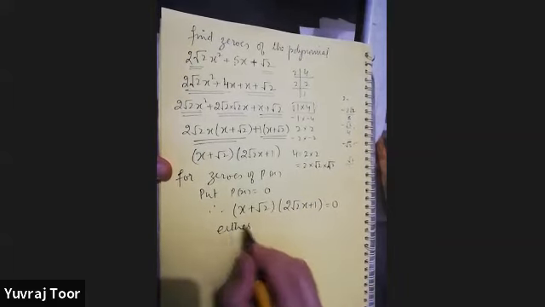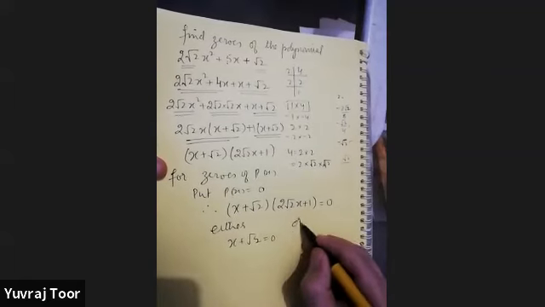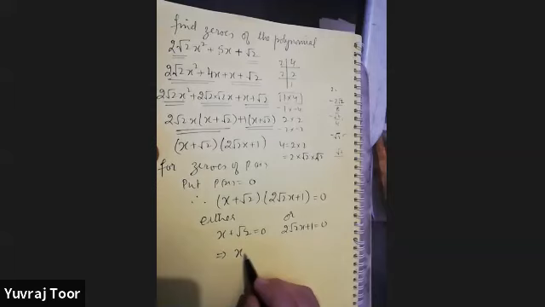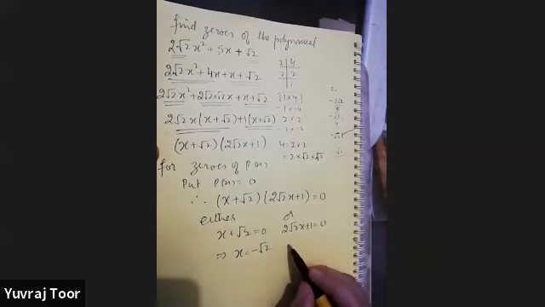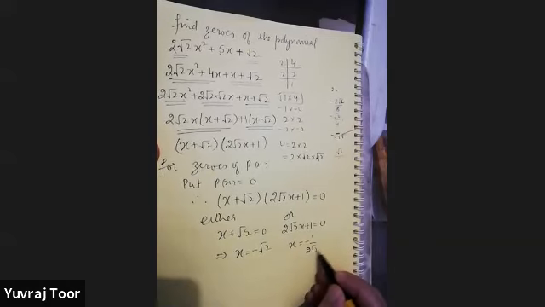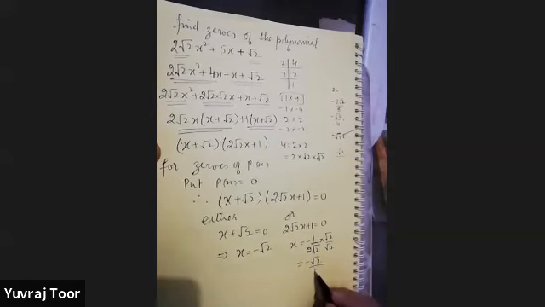Either this equals to 0 or 2 root 2 x plus 1 equals to 0. This implies x is equals to minus root 2. That's correct. And then from here we get minus 1 by 2 root 2. As we have said, you should have a practice of rationalizing the answer. So yes, your answers were correct.